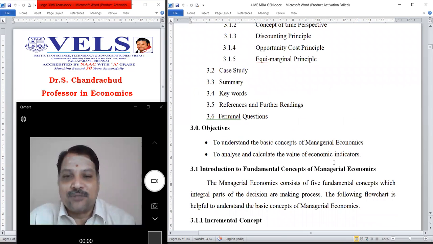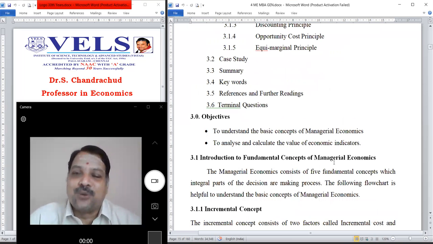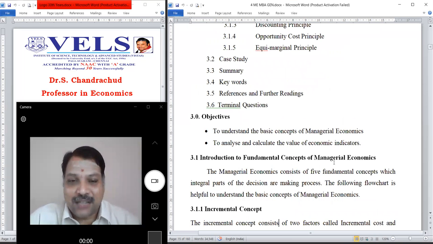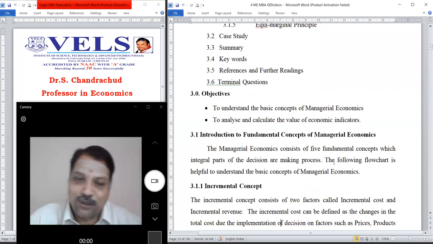The main objective of this topic is to understand the basic concepts of managerial economics, and the student should be able to analyze and calculate the value of the economic indicator. That is the purpose of this particular topic.